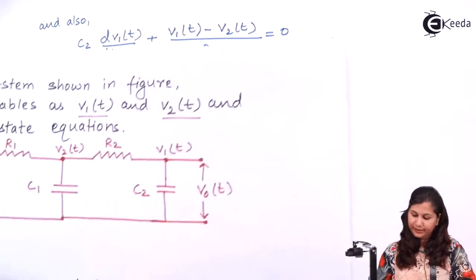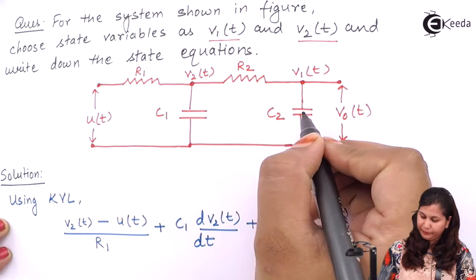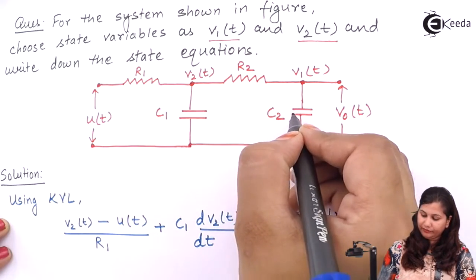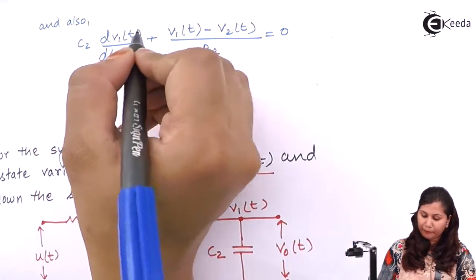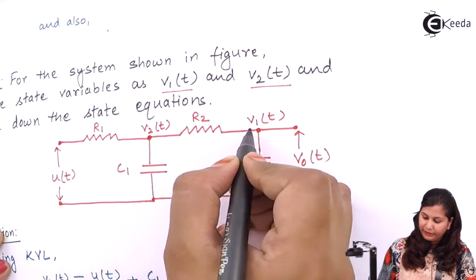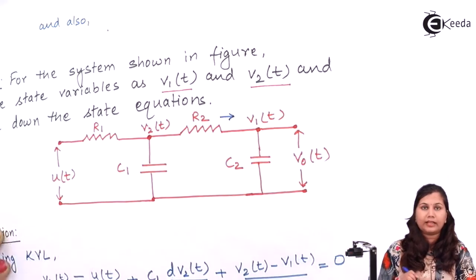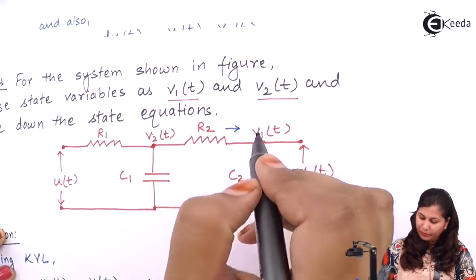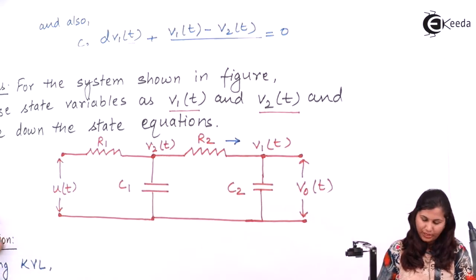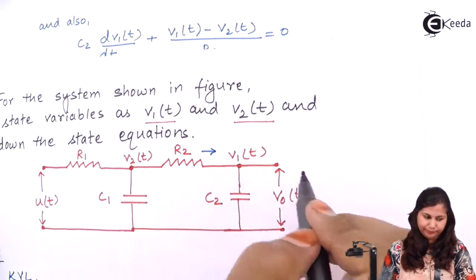How have we written this? At this node, the current across this capacitor will be C2 multiplied with dV1(t)/dt, which we have written here, plus the current across this resistance will be V1(t), because we are writing the node equation for this node. So we will consider the current in this direction. So it will be (V1(t) minus V2(t)) upon R2 equals 0. And also we have this V0(t), which equals V1(t).